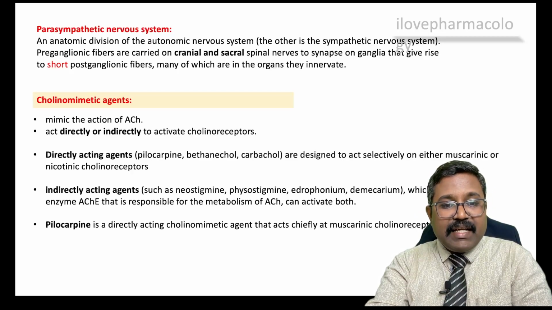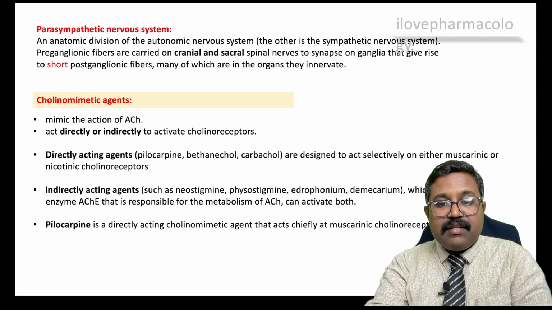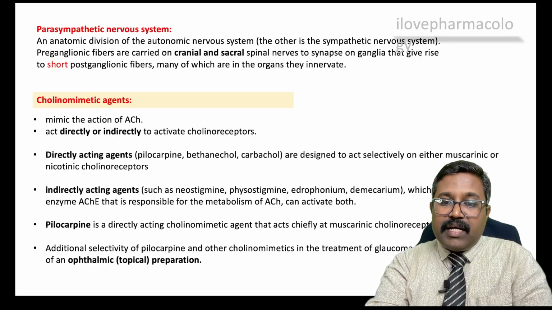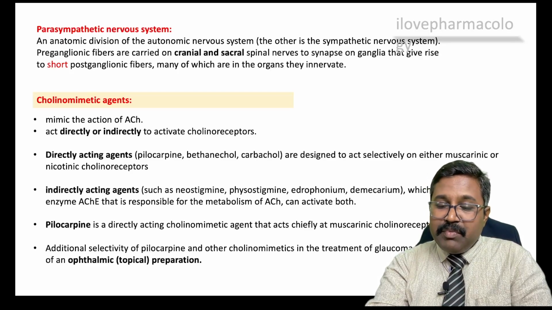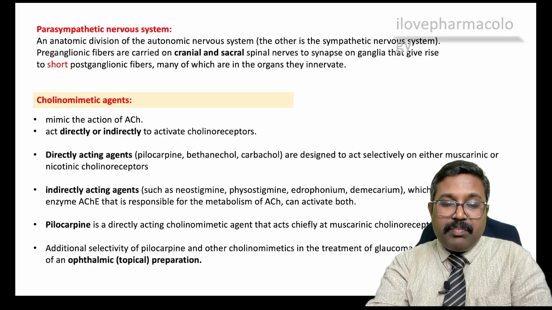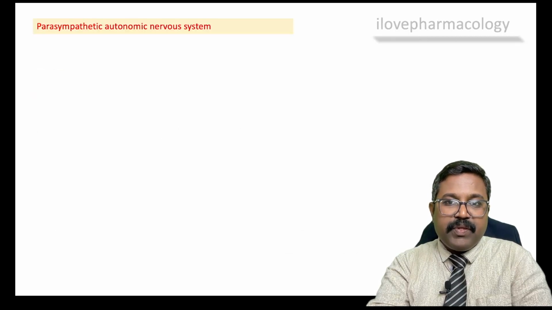Pilocarpine is a directly acting cholinomimetic agent that acts chiefly at muscarinic receptors. Additionally, pilocarpine as well as other cholinomimetic agents can be used in the treatment of glaucoma in the form of topical preparations, in the form of eye drops.